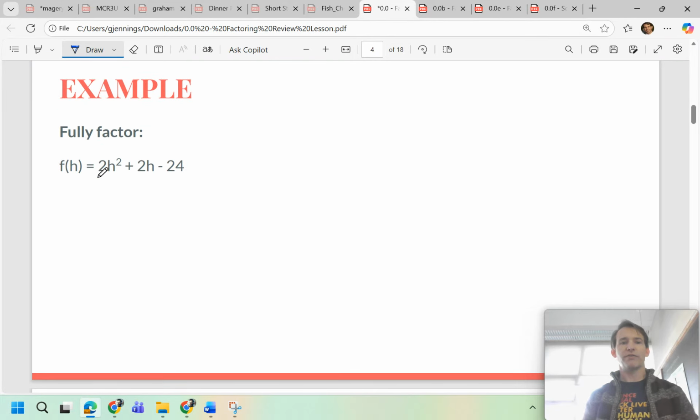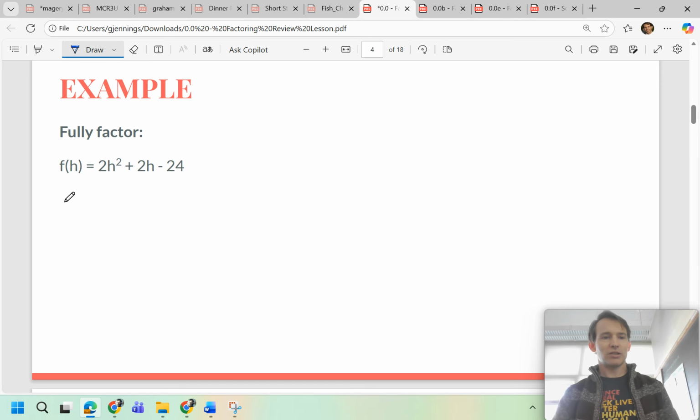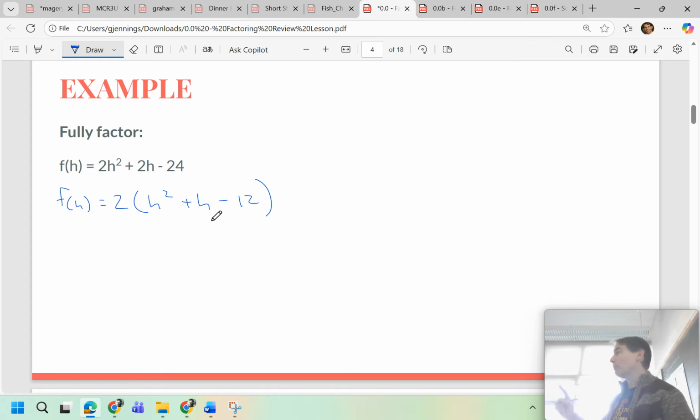All right, let's fully factor. So wait, I've got 2's and stuff in there. What do you suppose I do with this one? I absolutely common factor first, yes. So this is f of h is equal to 2 multiplied by h squared plus h minus 12. And then in my mind, I multiply that 2 in, and I make sure it still matches the line above.